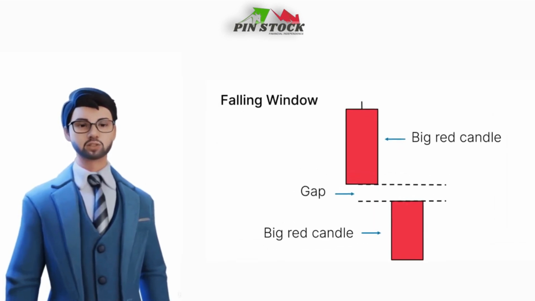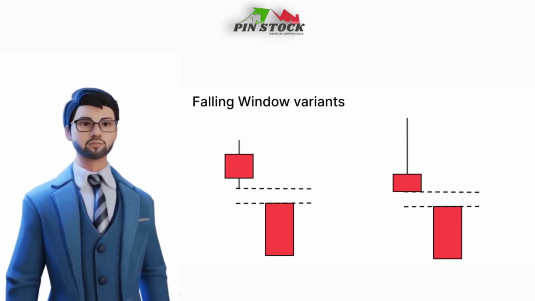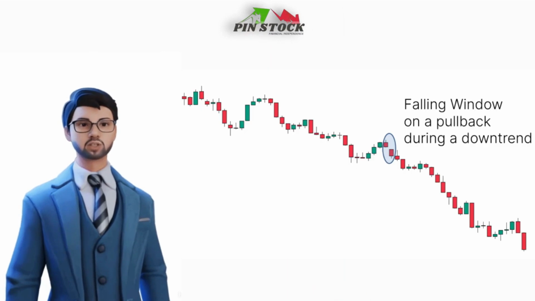Moving on to its counterpart, the falling window. This is a bearish gap on the chart, where the opening price is lower than the previous closing price. This pattern signifies that bears are assertive, driving the market down. When you encounter a falling window, it's a cue to anticipate the continuation of the bearish trend.